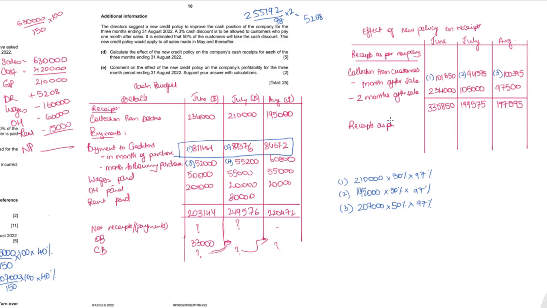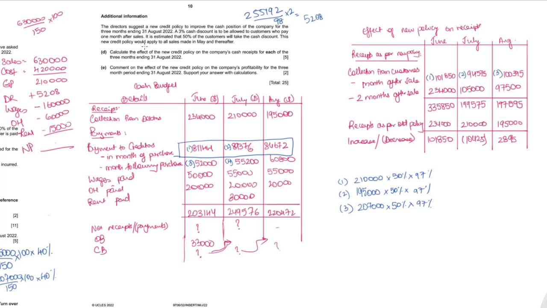as per old policy, which is here on the left hand side. We have 234,000, so 210,000 and 195,000. So either there can be an increase or there can be a decrease compared to the old policy. So the increase in the first month, which is June, will be 101,850. Second month there will be a decrease in 10,425. And third month there will be an increase of 2,895.